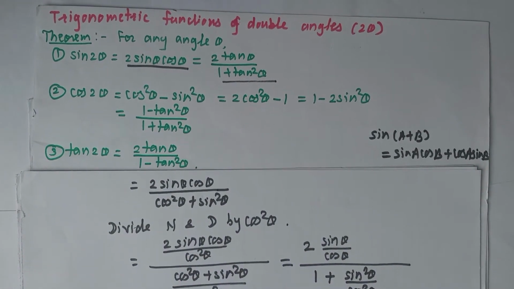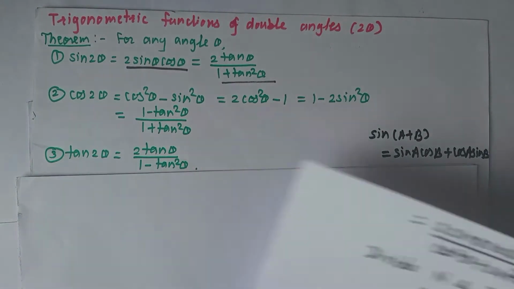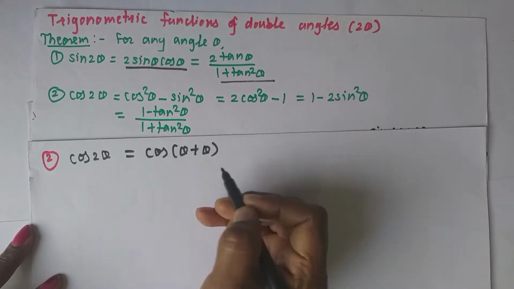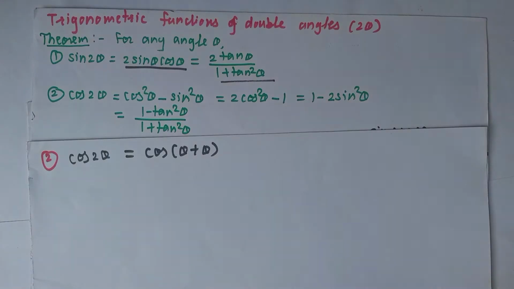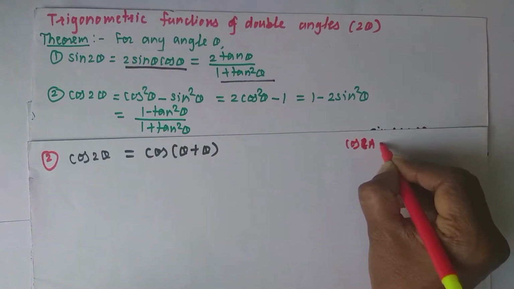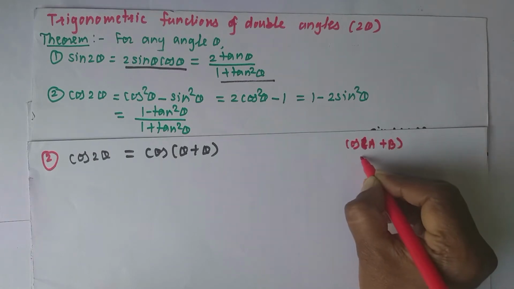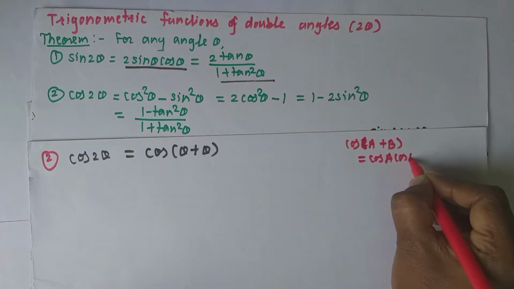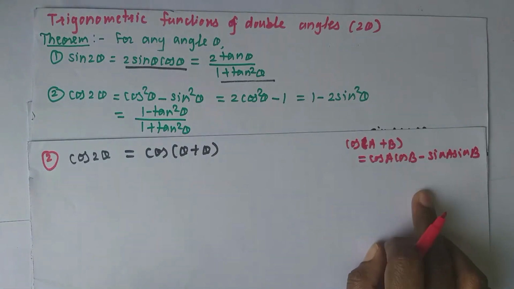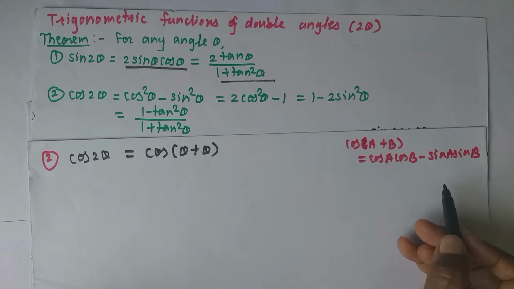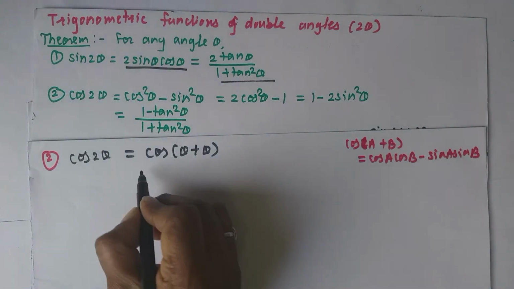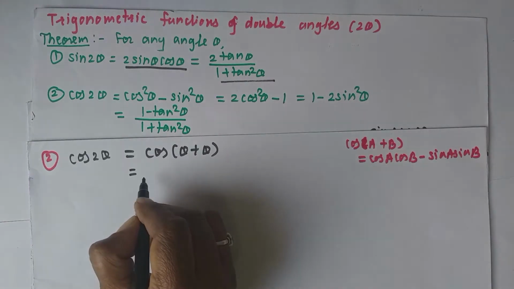Now for this second, let's see. Again, I can split this angle cos theta plus theta. And we have seen one of the formulas in our previous lecture, cos A plus B. What is meant by cos A plus B? Cos A plus B means cos A cos B minus sin A sin B. We have proved this formula in our previous lecture. We will use this. Here see, A is also theta, B is also theta. Therefore, in this formula, keep the value of A as theta, and the value of B also theta.